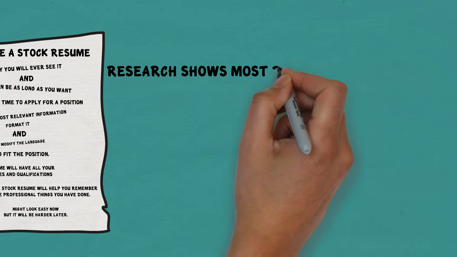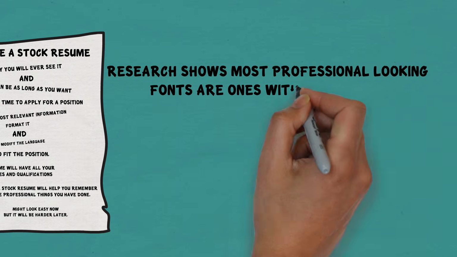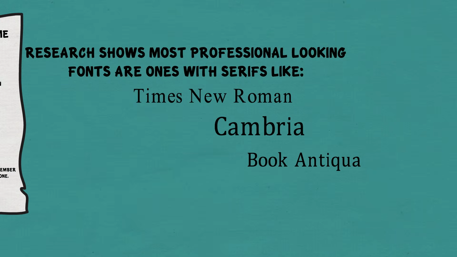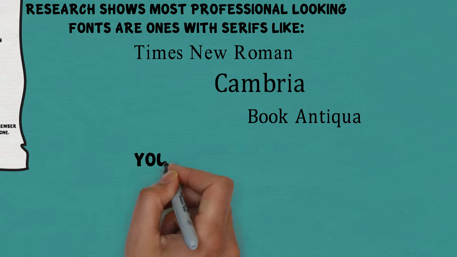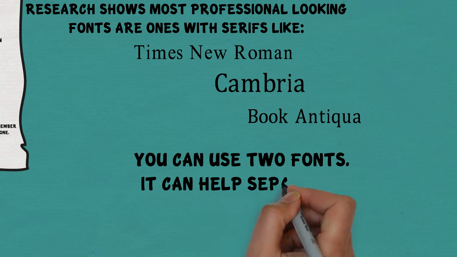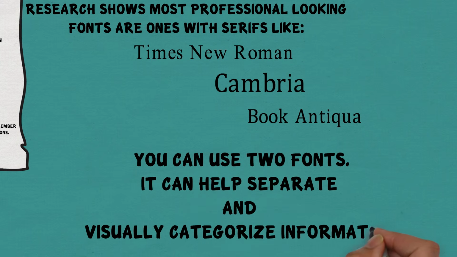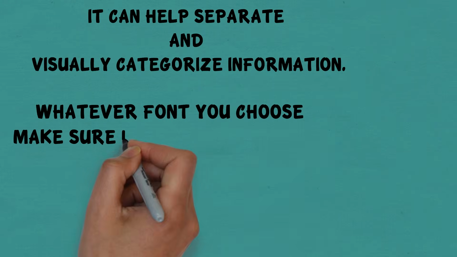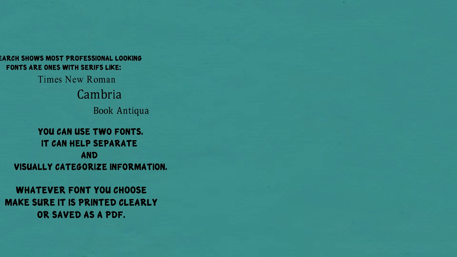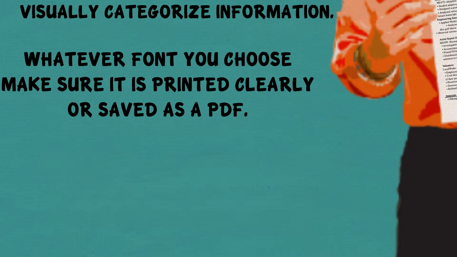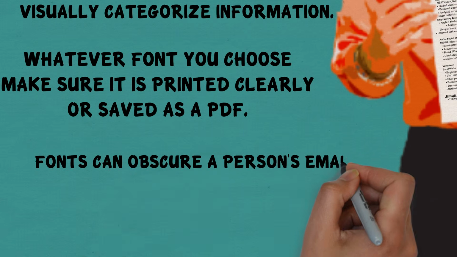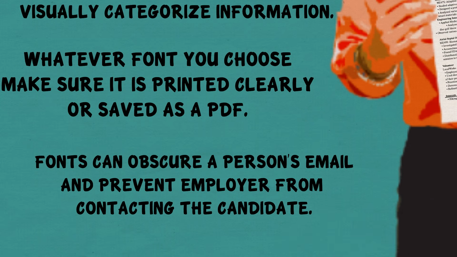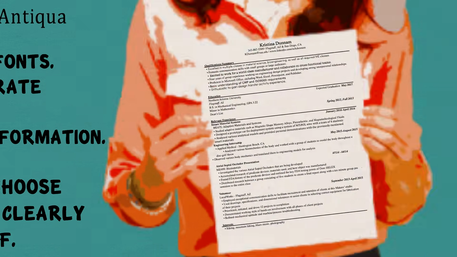Next, best practices research has shown that the most professional-looking fonts are the ones with serifs. Times New Roman, Cambria, and Book Antigua are all examples of this. You can even use 2 fonts, one for titles, one for bullet points. This can help separate and visually categorize information. Whatever font you choose, make sure that it comes through clearly when it is printed or saved as a PDF. There are cases where fonts can obscure a person's exact email address, preventing an employer from getting in contact with the candidate. This is a small detail, but definitely the type of situation you want to avoid.